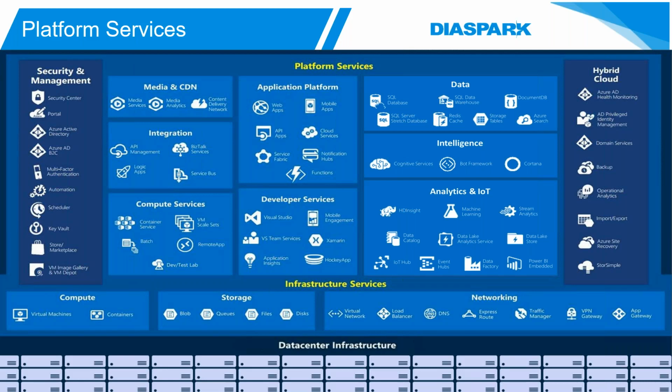Another thing is analytics and IoT. You will have different services like IoT Hub and Event Hub. You can store big data, and you can even do machine learning, with machine learning models and stream analytics. And when we talk about infrastructure, you can get virtual machines and do your work. Then for dedicated storage, you can use blobs, queues, files, and disks, and the data center infrastructure.